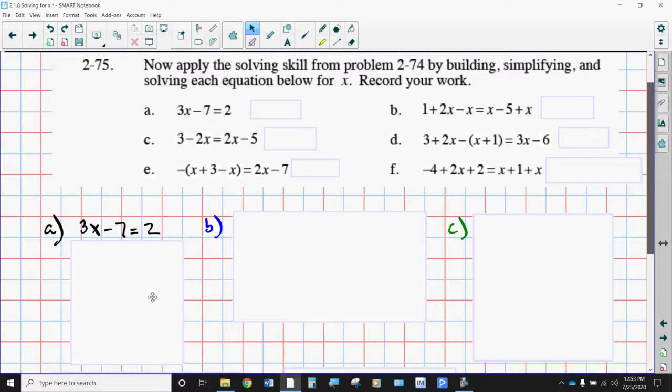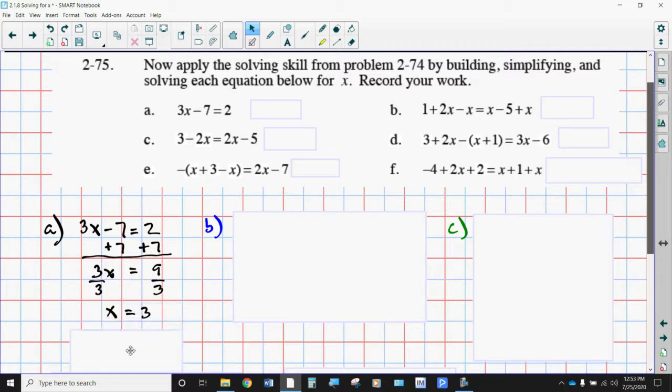We start off by copying the problem down. Now, I want to get my x's all by themselves, so I'm going to add 7 to each side, which means this is going to cancel out, but that's going to become a 9. And now 3 times something equals 9. We know what that has to be, right? But when we divide each side by 3, you get our answer, x is equal to 3, so that is the solution.